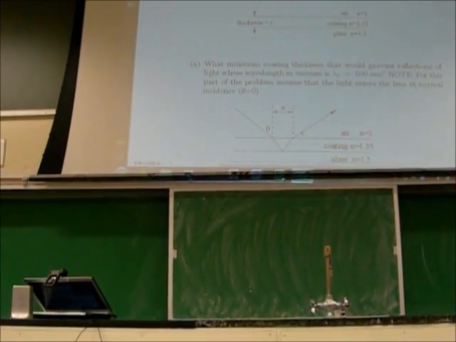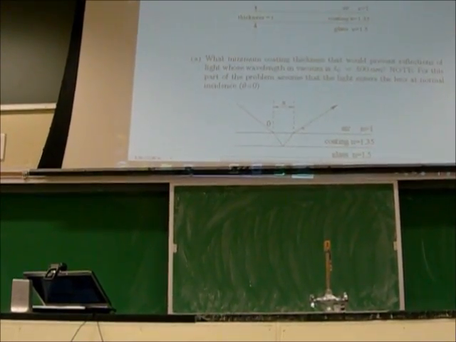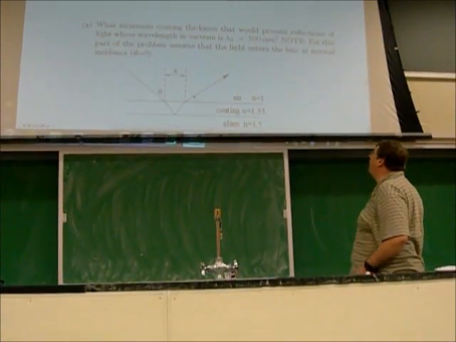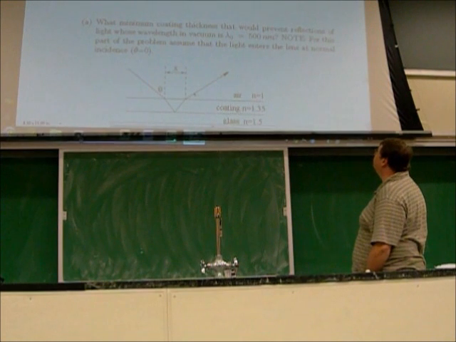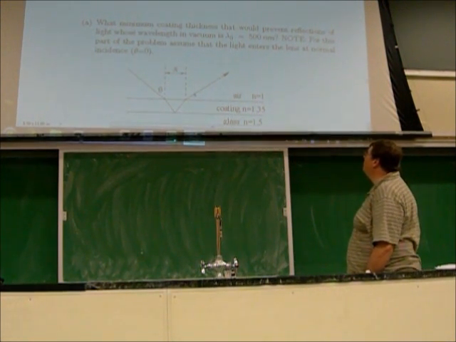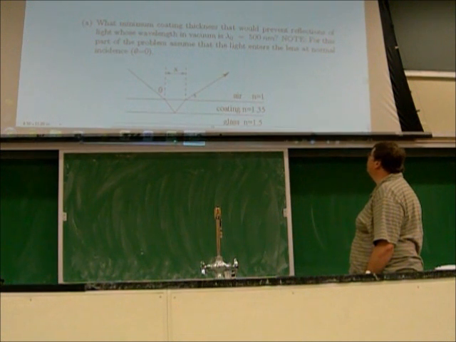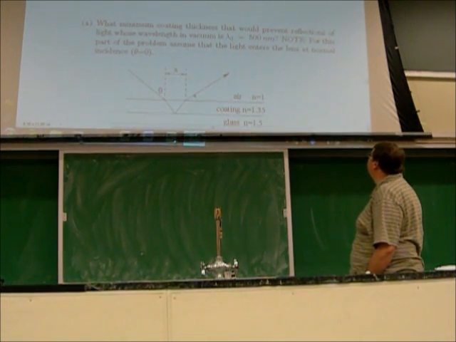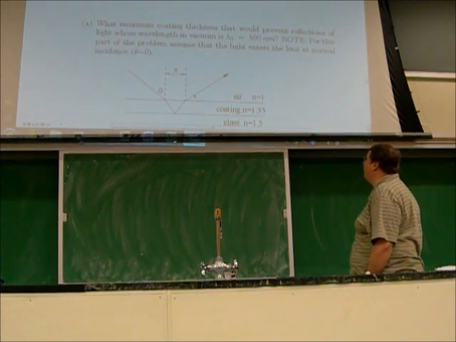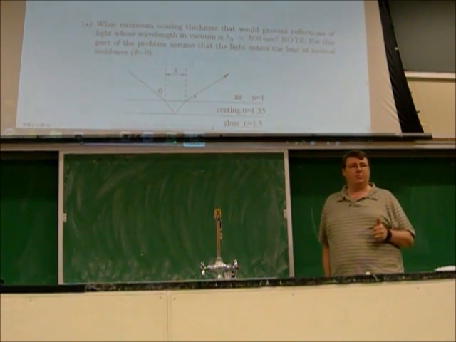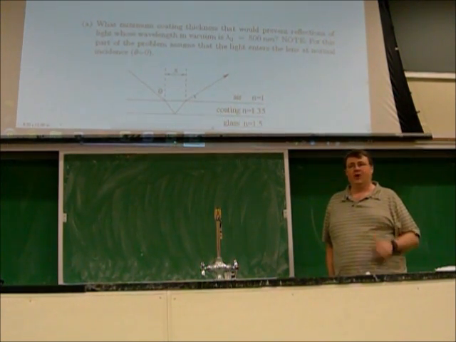The lens itself is made of glass, and the coating material will have an index of refraction of n equals 1.35. What is the minimum coating thickness that would prevent reflection of light whose wavelength in vacuum is lambda 0 equals 500 nanometers? Note, for this part of the problem, assume that the light enters at normal incidence, which is perpendicular. Everybody follow?